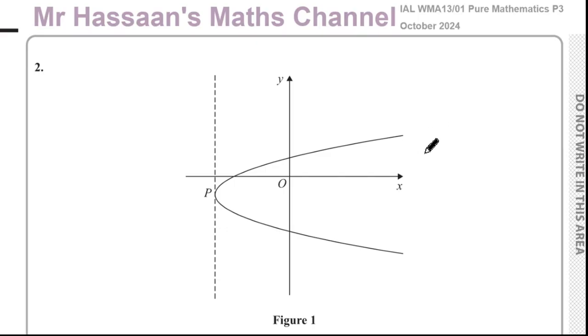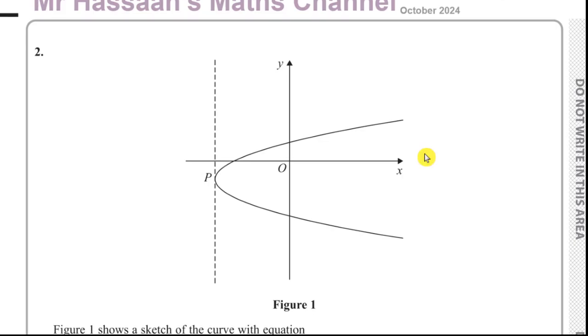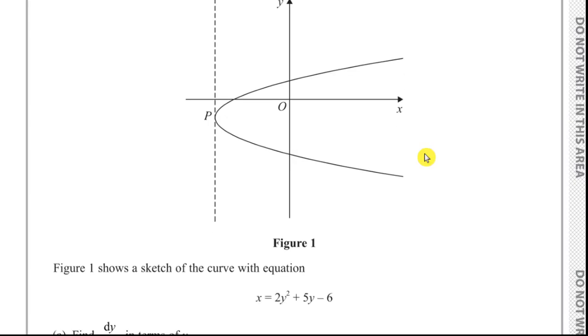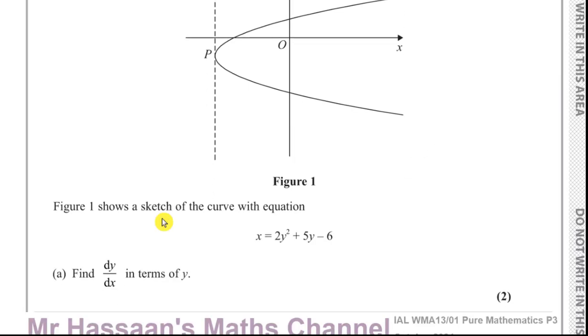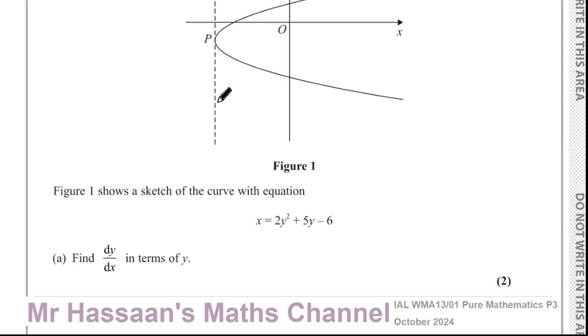And in this question, we have a curve such that the equation of the curve is x equals 2y squared plus 5y minus 6. We want to find dy/dx in terms of y, and this is worth 2 marks.